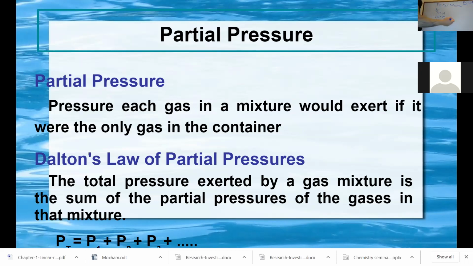If the pressure is 100 kilopascals, then each of these gases is exerting a portion, so nitrogen will be exerting 79 kilopascals, oxygen will be exerting 20 kilopascals of pressure, and 1 for the others. So this total should equal the total pressure of the gas, and these are called the partial pressures.